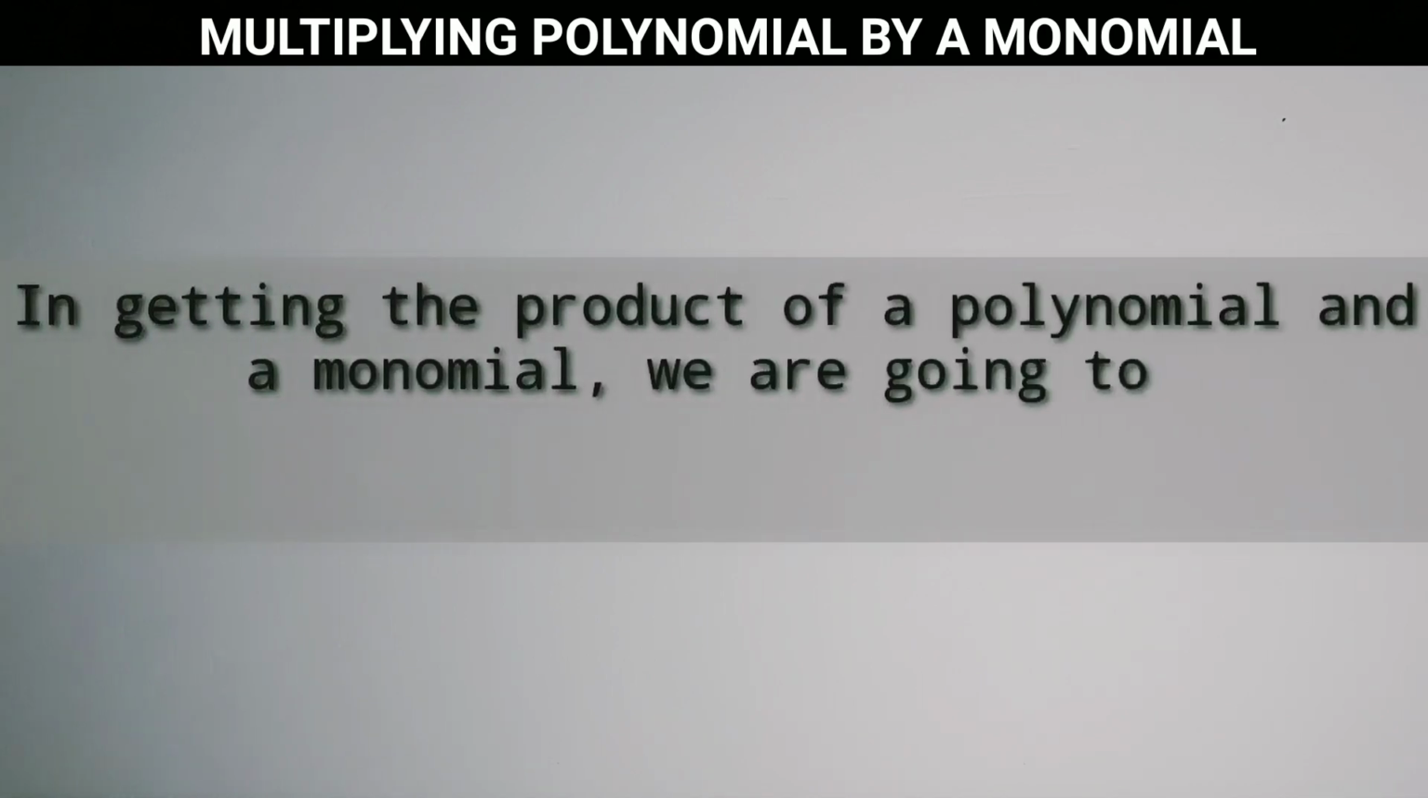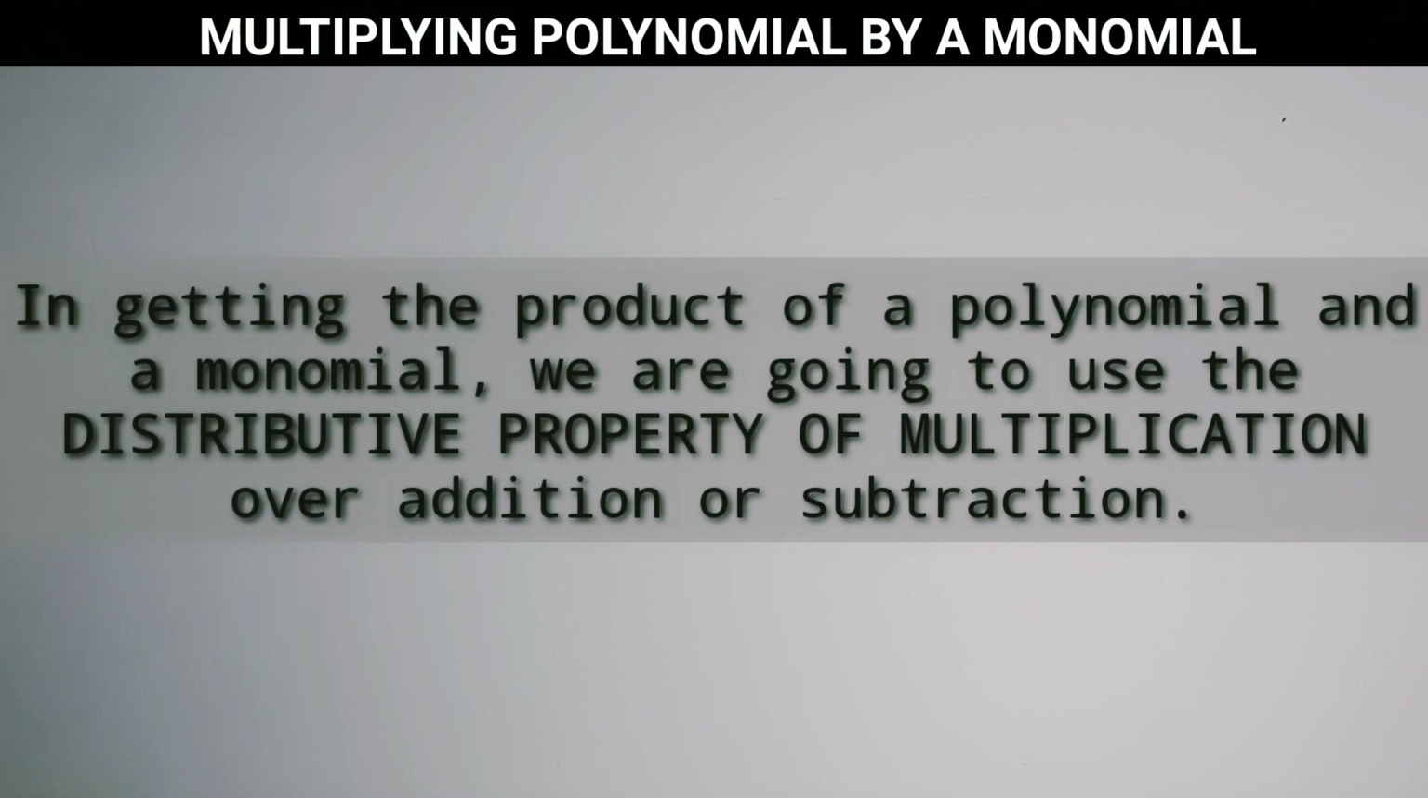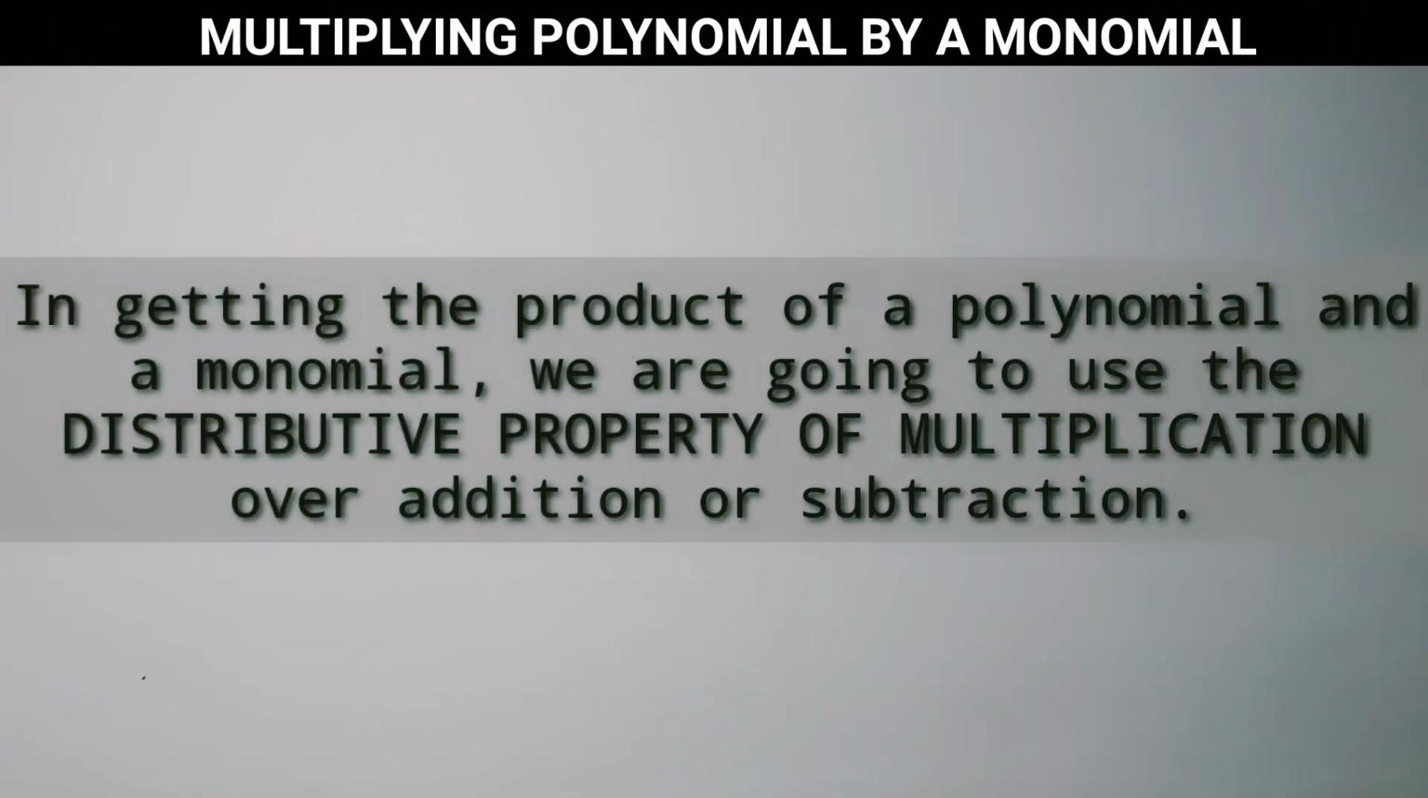In getting the product of a polynomial and a monomial, we're going to use the distributive property of multiplication over addition or subtraction. So, pag mag-multiply ta og polynomial ug monomial, gamiton na nato og distributive property. So karon akong ipakita sa inyo kung unsaon pag multiply ang polynomial ug monomial gamit ang distributive property.